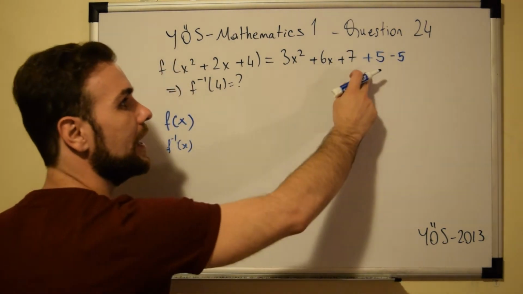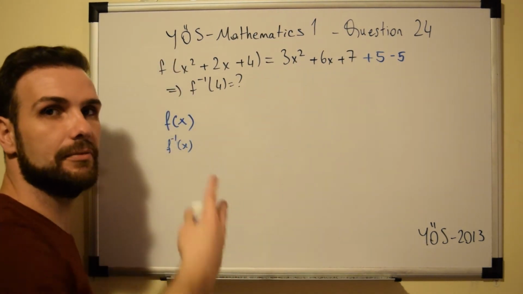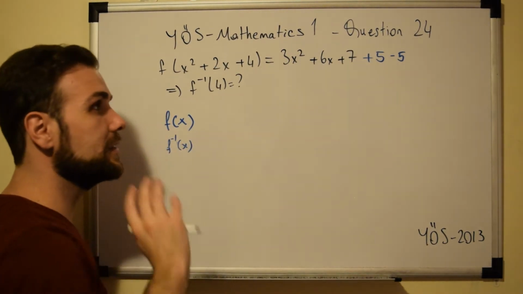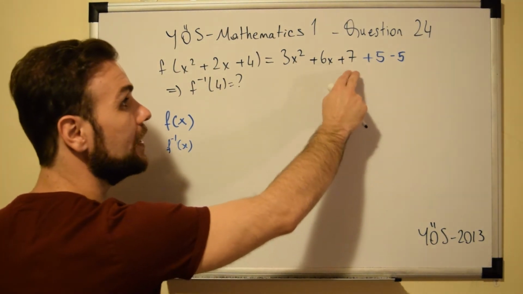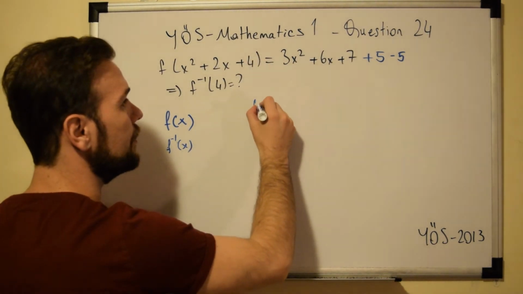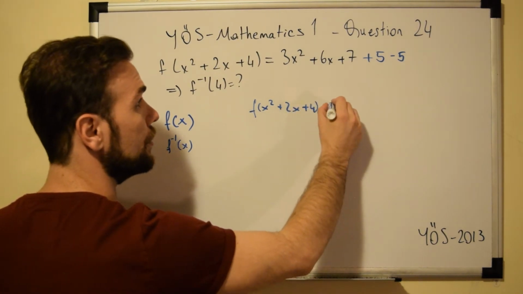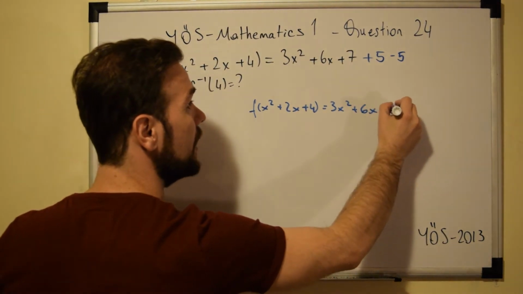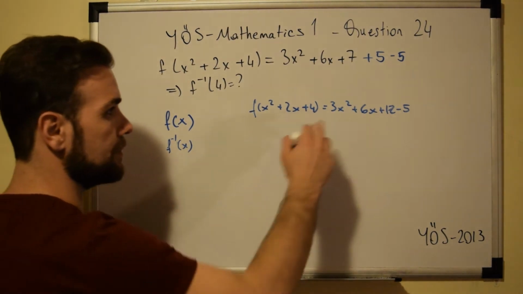Why specifically 5 and minus 5? Because by adding 5 and subtracting 5, I will not change the value of this expression. So the value of this expression will remain the same. But by doing so, by adding 7 and 5, I can have 12, which will be 3 times greater than 4. So we have the function f of (x squared plus 2x plus 4), which is equal to 3x squared plus 6x plus 12 minus 5. As you can see, we never change the value of this expression.